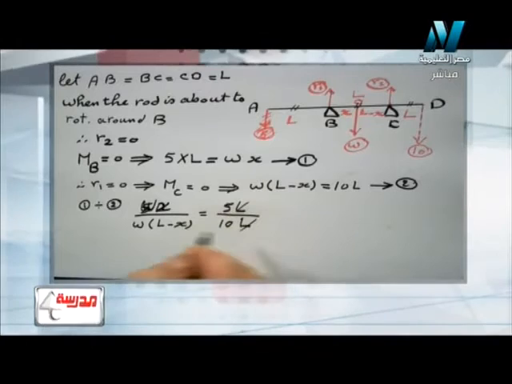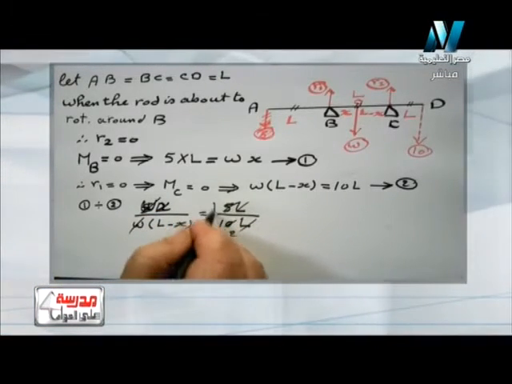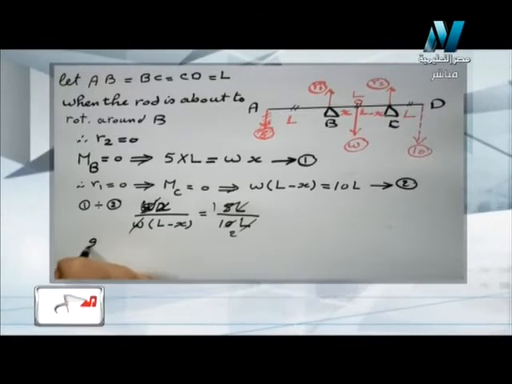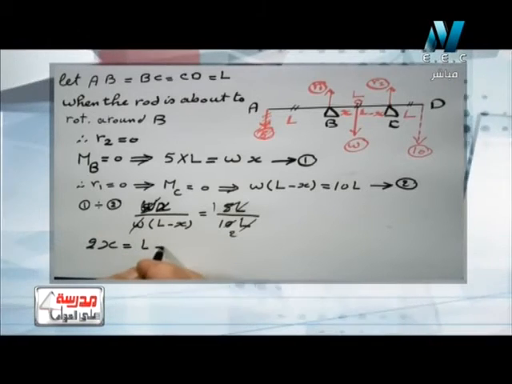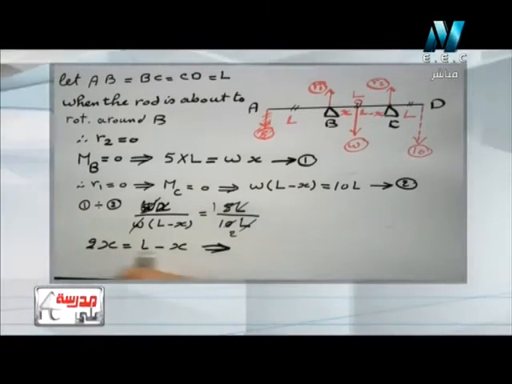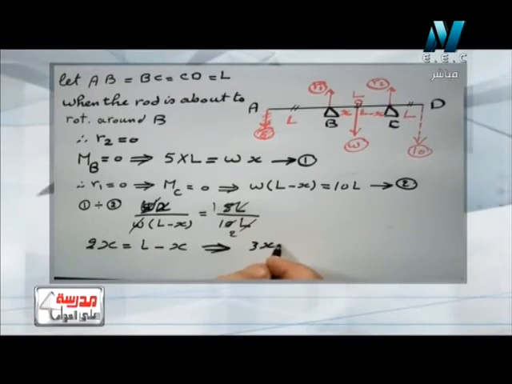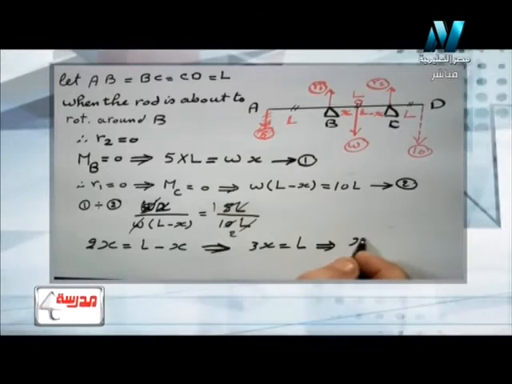over W times (L minus X) equals 5L over 10L, so we can simplify. Cancel L, W with W, 5 with 10 equals 2. Cross multiplication, then 10x equals 2 times (L minus X), X on the other side positive, 3x equals L, so X equals L over 3.